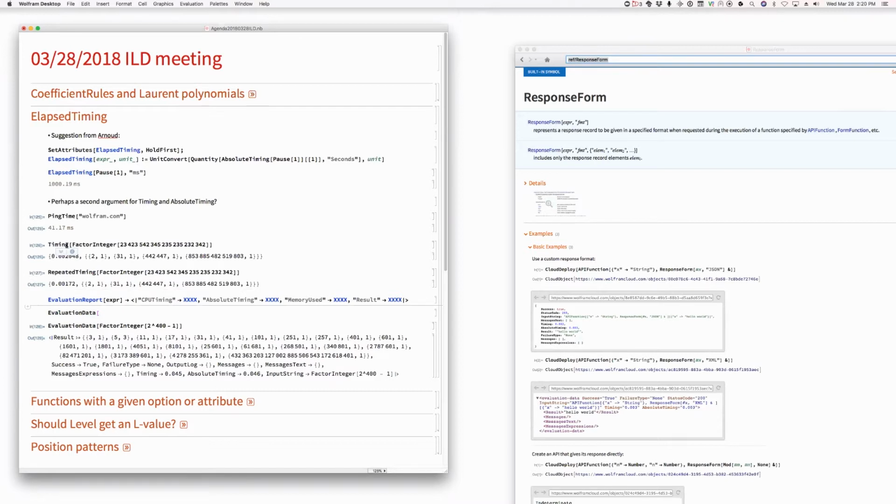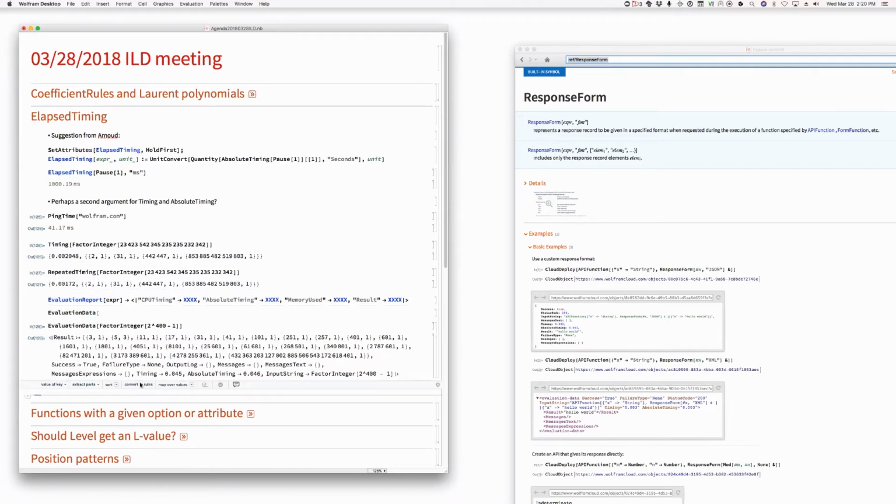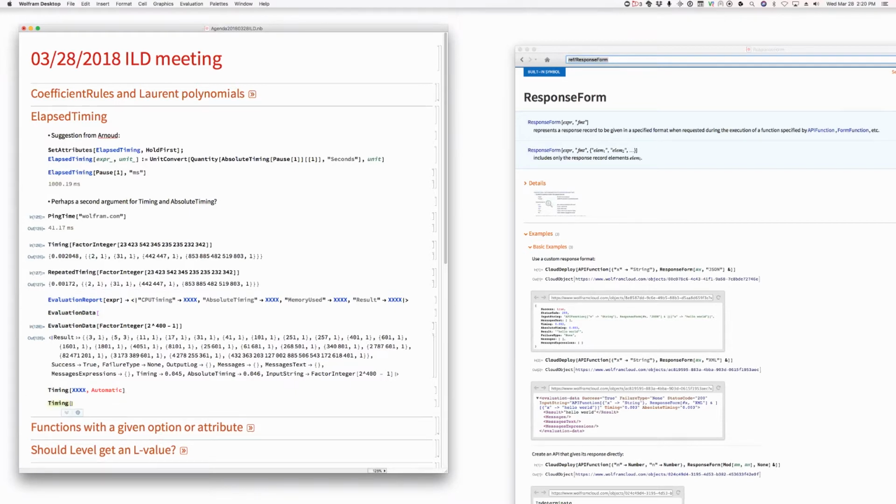So the possibilities are a unit specification in the second argument, with the possibility of timing blah, blah, blah, comma, automatic, for example, meaning use the sensible unit. Not crazy. And the way that this would look otherwise is timing blah, blah, blah, comma, seconds would give the timing in seconds. Now, would it give it as a quantity with seconds? Yes, I think so. Okay, so look, that is a simple thing. I think the other thing is to change evaluation data to return things with quantities here.